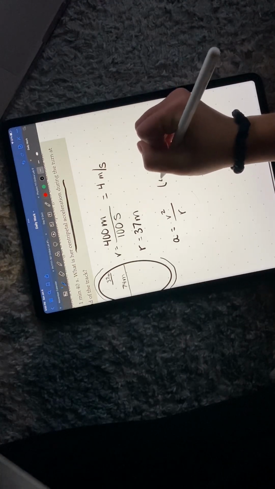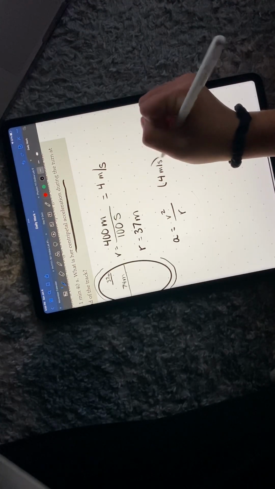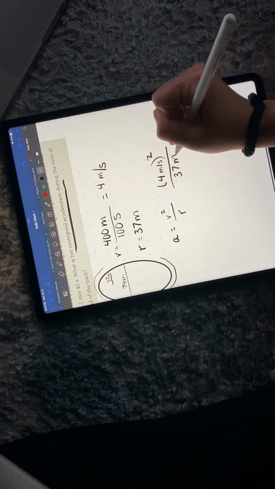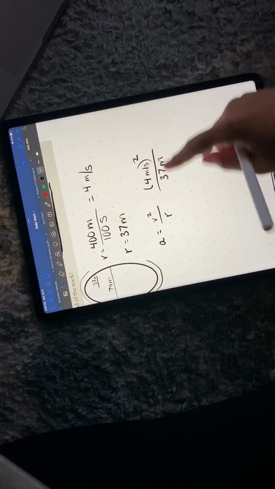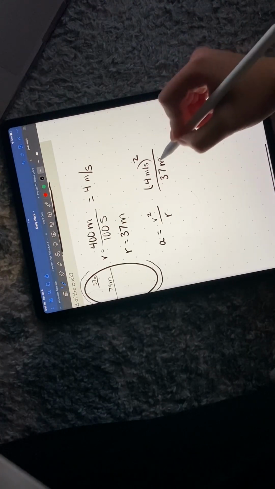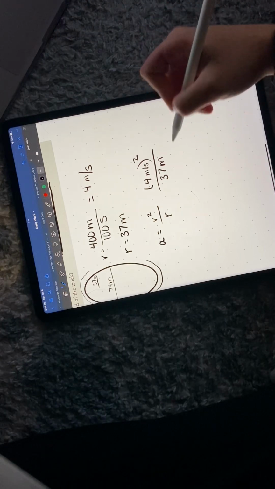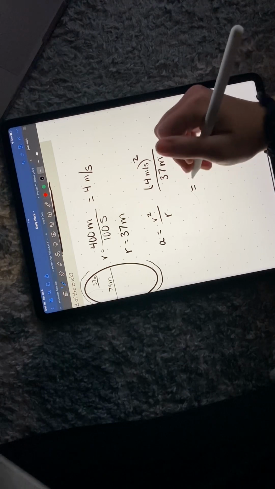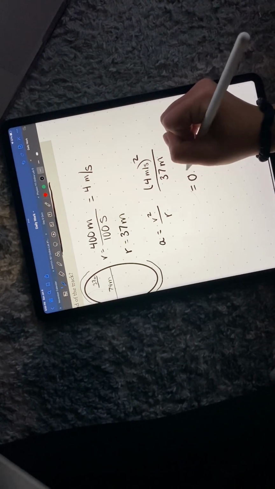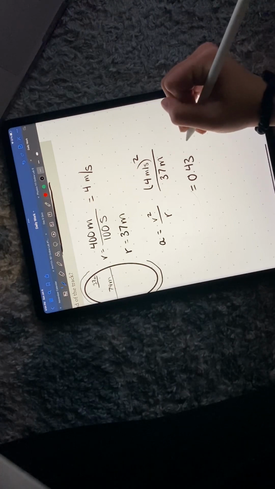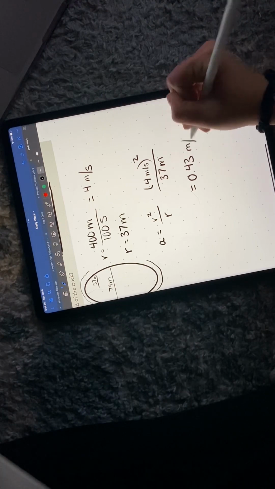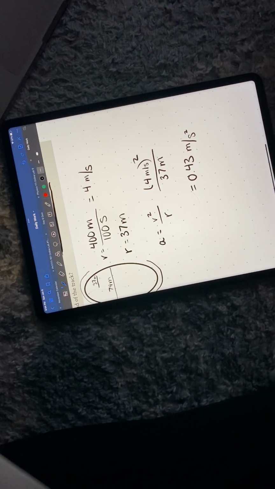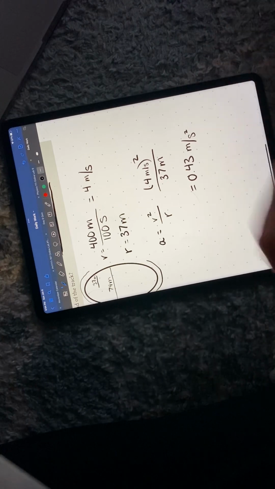We can do 4 meters per second squared divided by 37 meters. And if you calculate that all out, we're going to have 16 meters per second squared over 37. And then we figure out that that is equal to 0.43 meters per second squared. And that is the centripetal acceleration around each of those curves that are 37 meters.